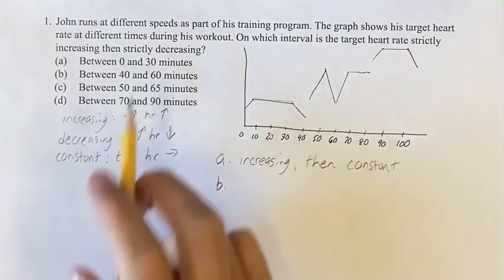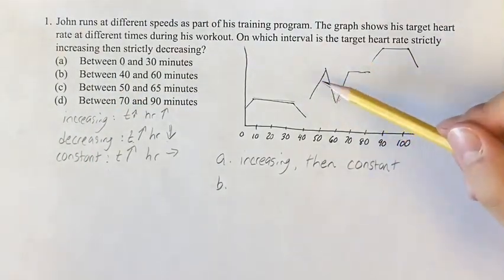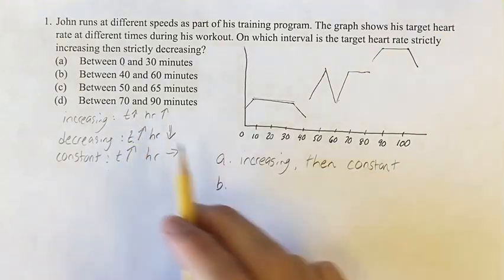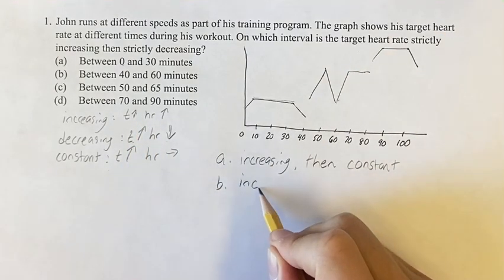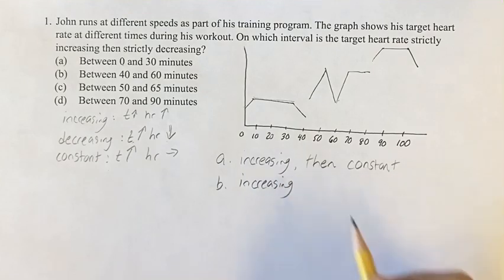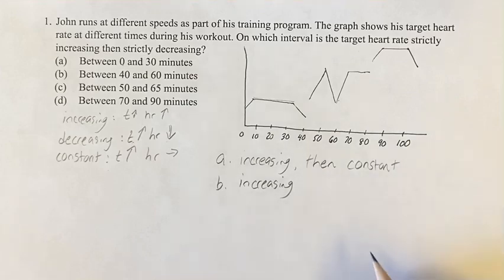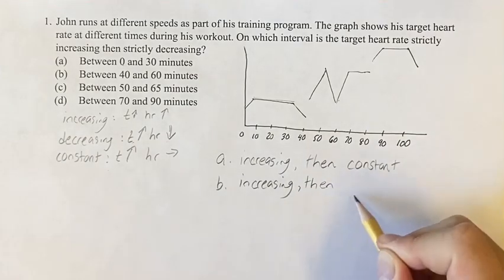For B, between 40 and 60 minutes. From here to here, both are increasing at the same time, so the heart rate is increasing. Then as time increases from 50 to 60, the heart rate decreases. So it's decreasing.